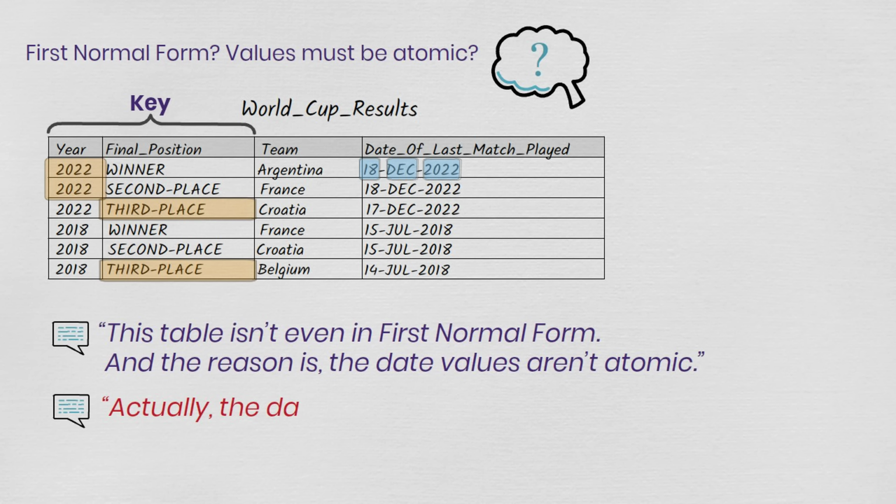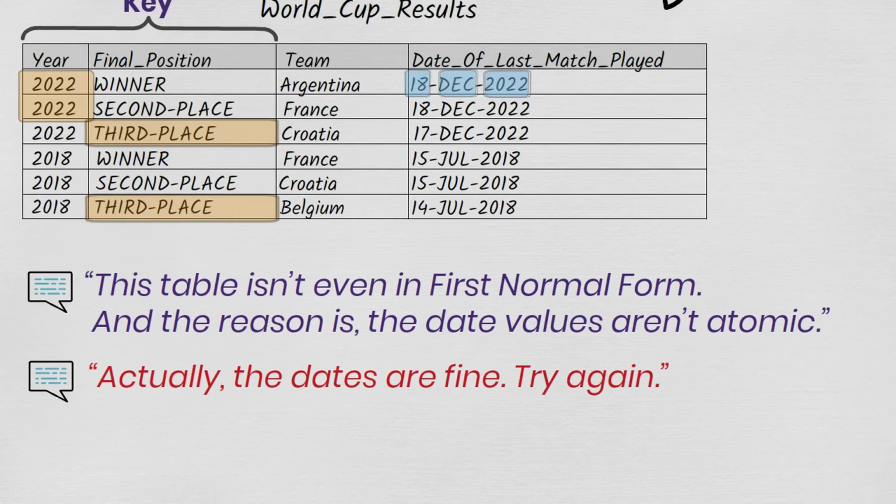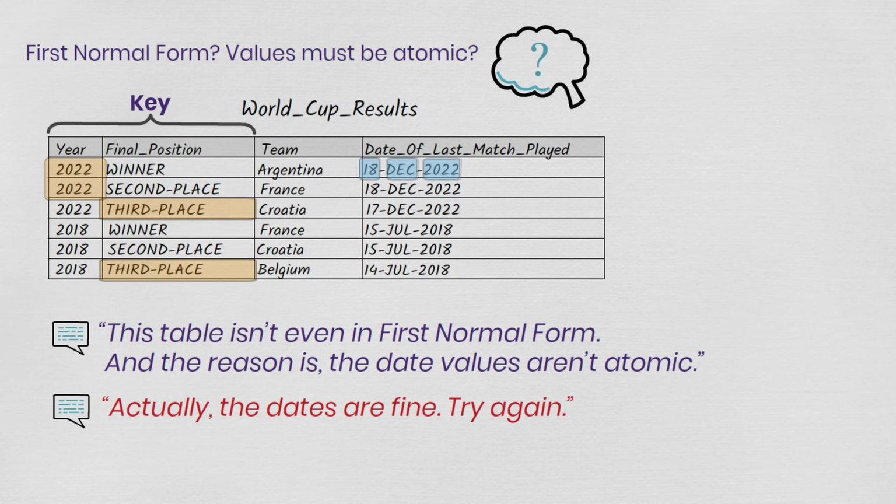"Actually," the interviewer replies, "the dates are fine. Try again." Wait, what? What does he mean the dates are fine? They're not fine. Does this interviewer even know what he's talking about? Non-atomic values are forbidden. That's what first normal form says. To be normalized, a table has to have the day and the month and the year as separate columns. Doesn't it? Or does it?